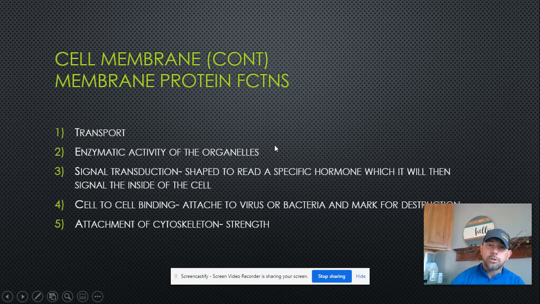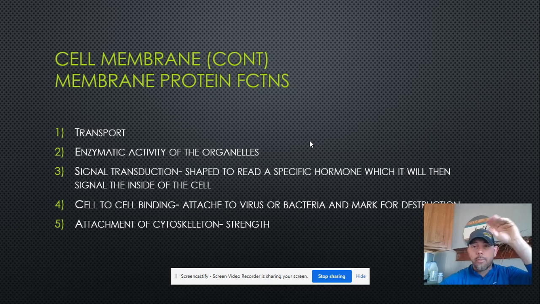Signal transduction, shape to read a specific hormone. We just went through that a little bit, but when we go back to 2, that is more about the organelles themselves. Every organelle is going to have different enzymes in order for it to function. The signal transduction is more about cell communication with each other, and how specific hormones will basically reach the membrane.